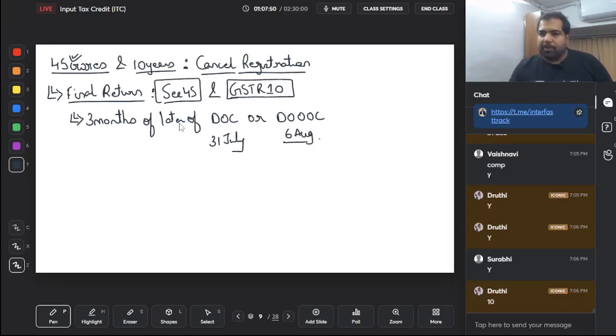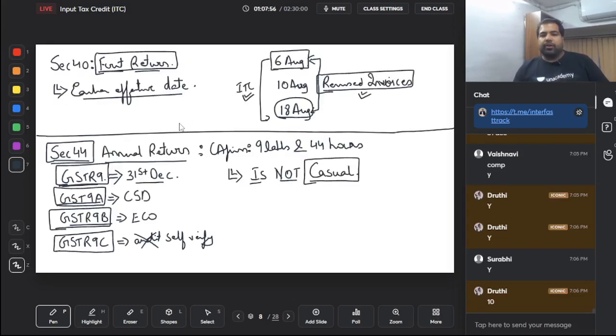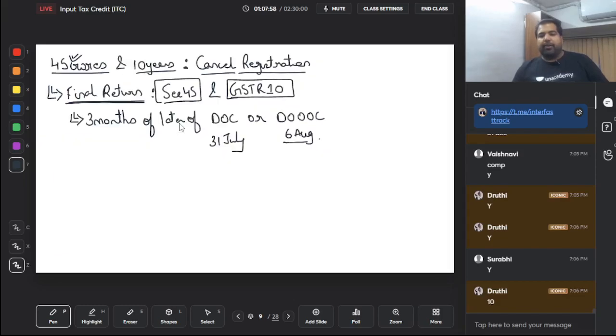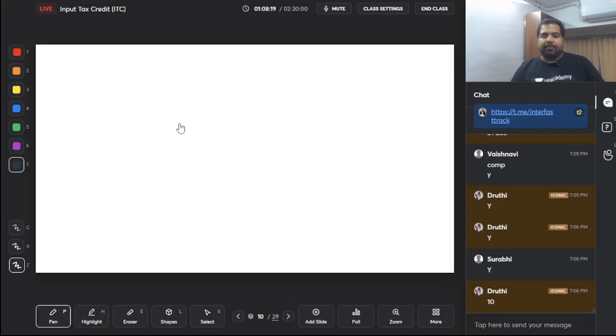And guys, lots of people feel if you file the final return, you don't need to file the annual return, but that is wrong. Annual return you have to file, final return also you need to file, but final return is only in the year you are cancelling your registration. Everyone, this is 45 crores, this is 10 years, this is final return. Let's check your knowledge, guys, and your memory.